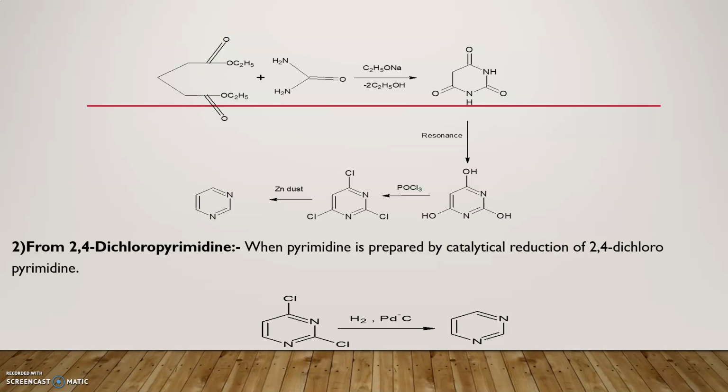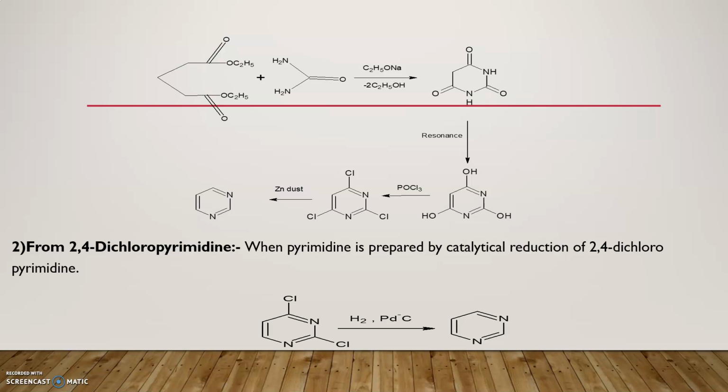The pyrimidine compound undergoes tautomeric changes, resulting in formation of 2,4,6-trihydroxypyrimidine. 2,4,6-trihydroxypyrimidine when reacted with phosphorus oxychloride results in formation of 2,4,6-trichloropyrimidine. 2,4,6-trichloropyrimidine when reacted with zinc results in formation of pyrimidine.